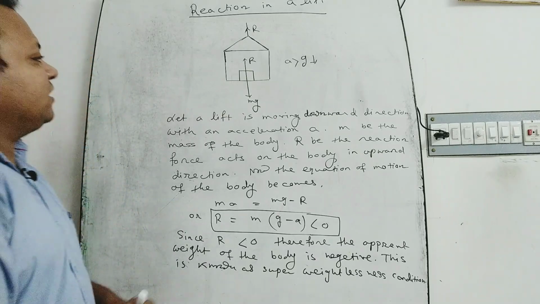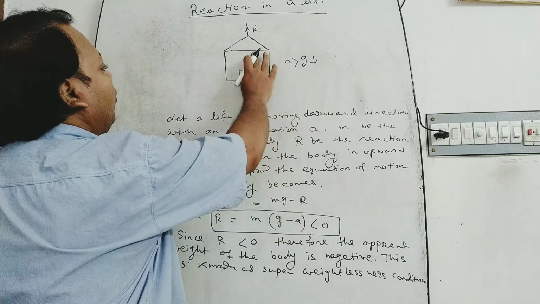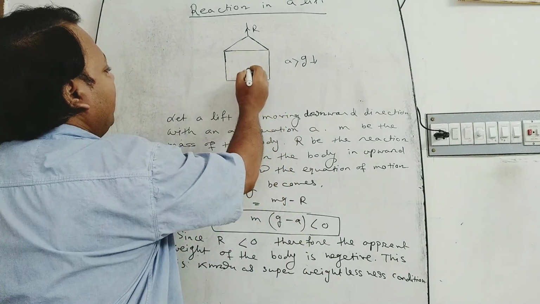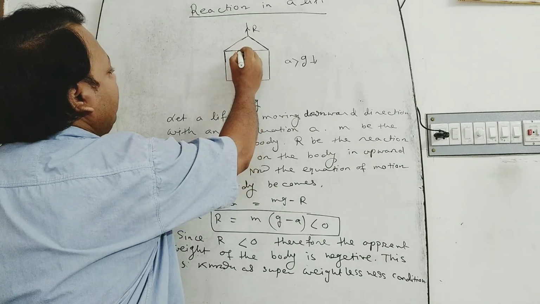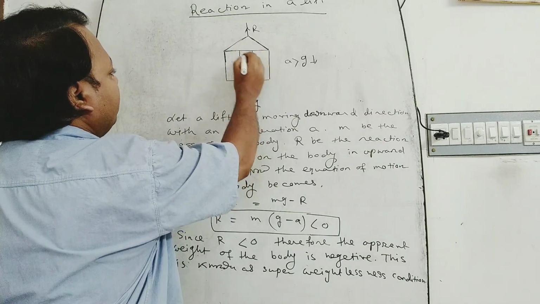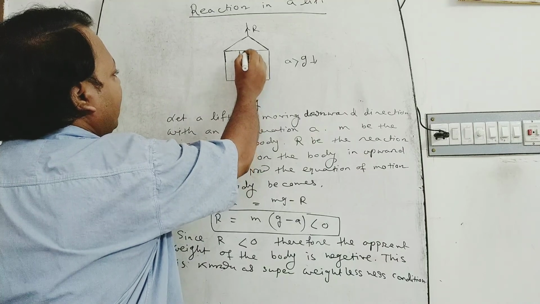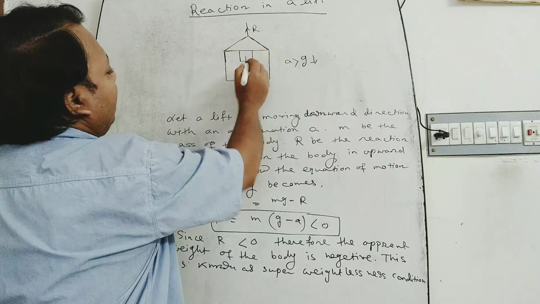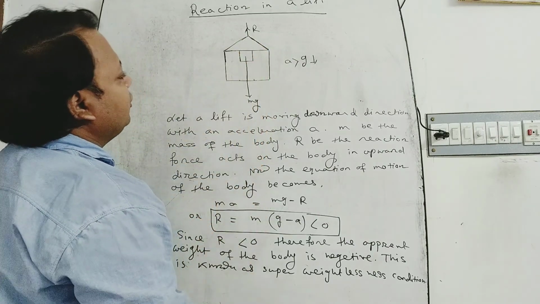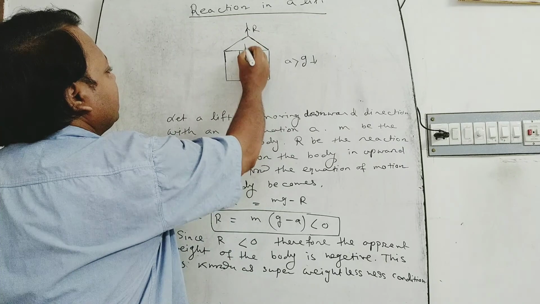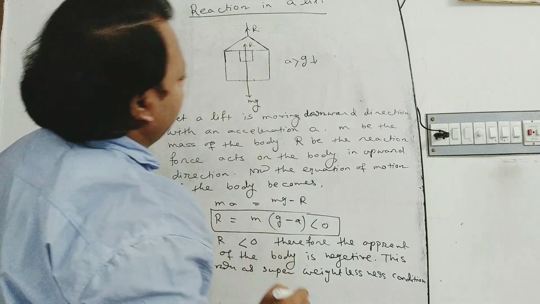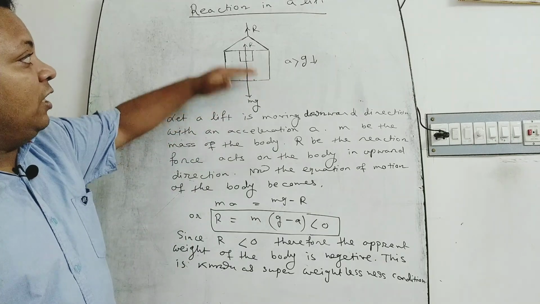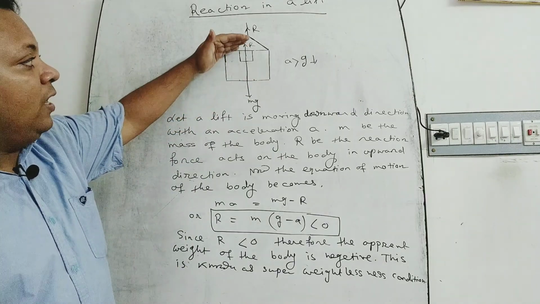In this case, initially the body moves upward with respect to the lift, and after some time the body touches the ceiling of the lift. This is known as the super weightlessness condition. In this case, the body touches the ceiling of the lift.